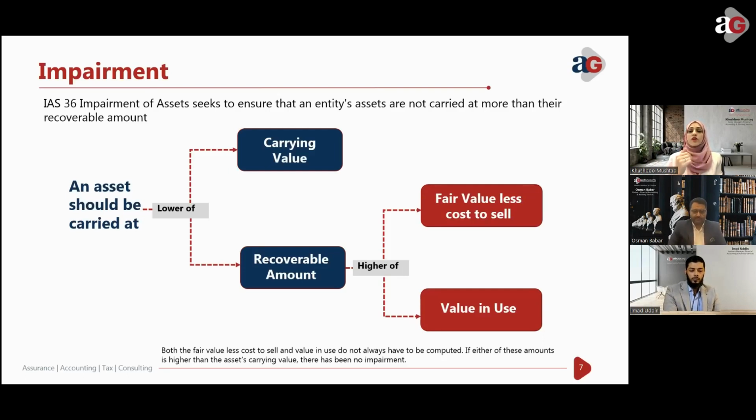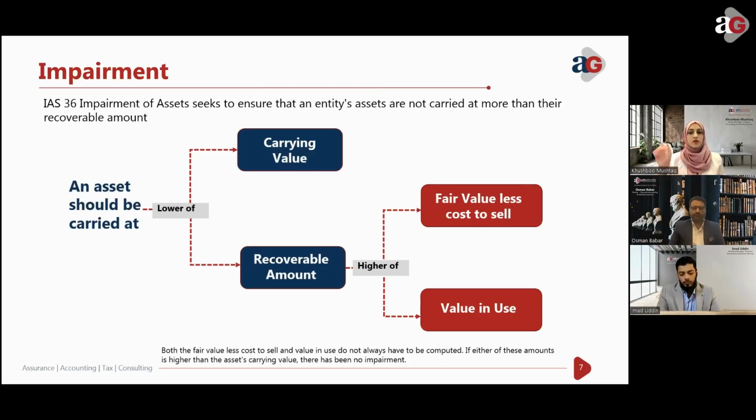Now let's discuss what a recoverable amount is. Basically, the recoverable amount is the fair value of that asset at which we can sell the asset. So basically, it is your fair value less cost to sell. There's a small formula: fair value less cost to sell.